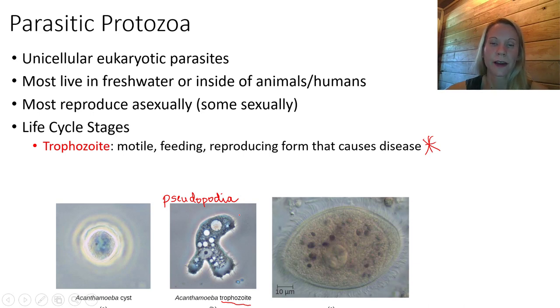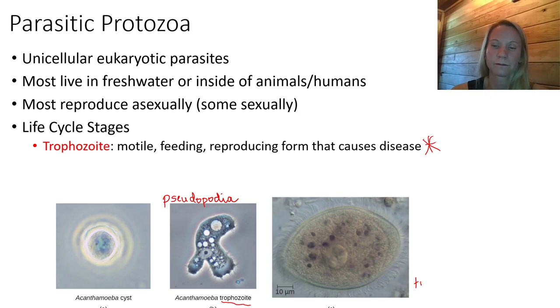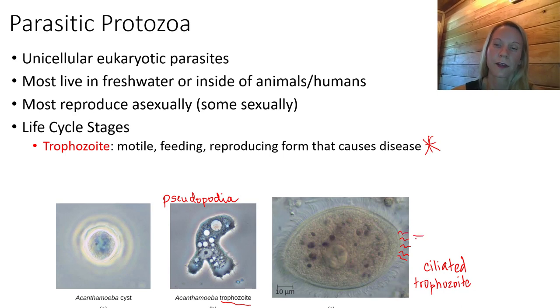How about the trophozoite form we see here? This is another form of a trophozoite. This trophozoite would be a ciliated trophozoite. So the method of motility refers to these short little hairs that we call cilia.